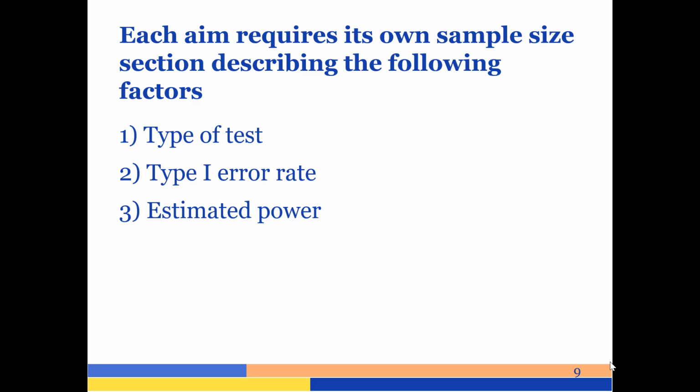As we said before, we need to run a power and sample size analysis for each aim individually. So each aim requires its own sample size section for some key factors. What type of analysis and test are you using? And are we doing a multivariate analysis like we discussed before? What is the type 1 error rate? What are the estimated power values we are striving for?